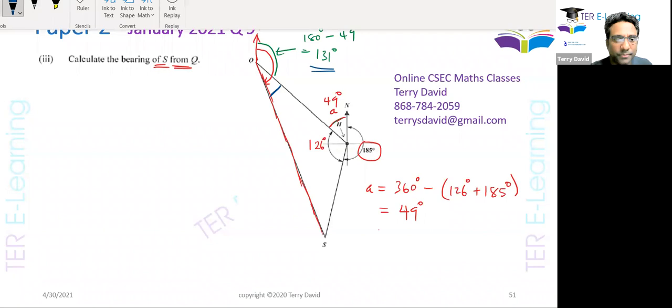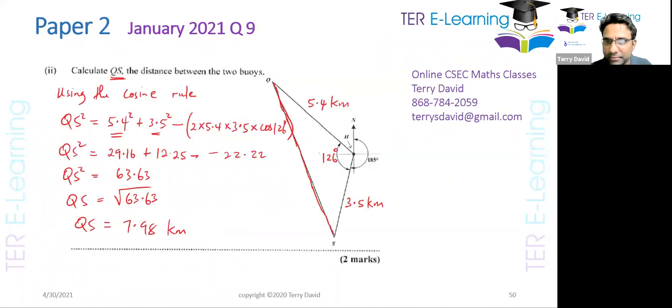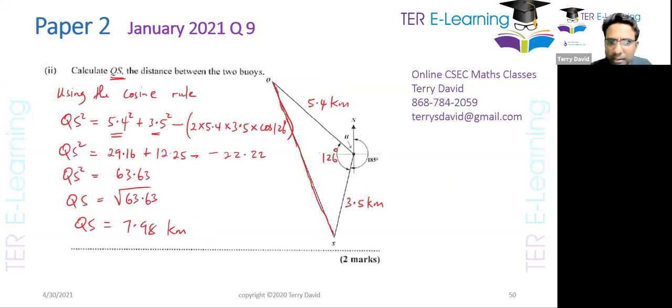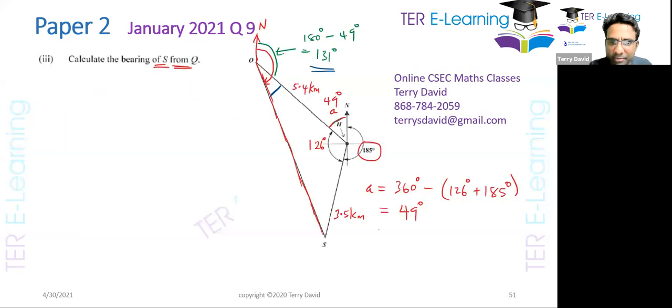So here's what I'm going to do. Let's look at the dimensions that we do know from the question. We know that this here is 5.4 kilometers. This here is 3.5 kilometers. And what do we know again? That's 126. We also know that this is 7.98.